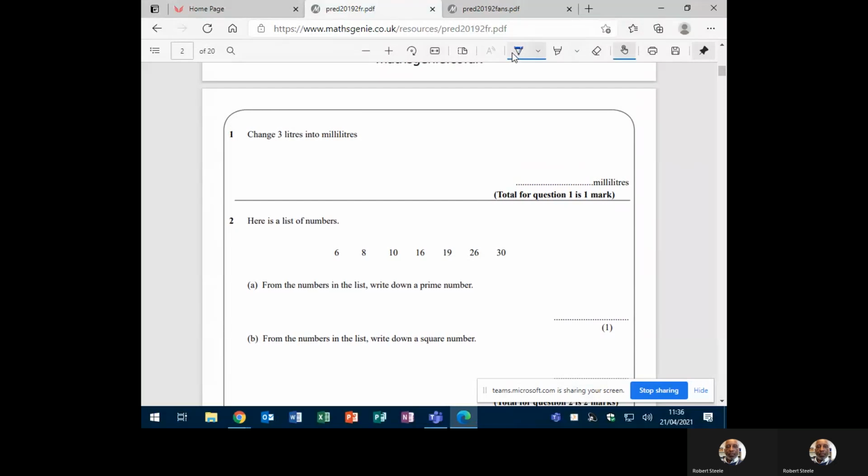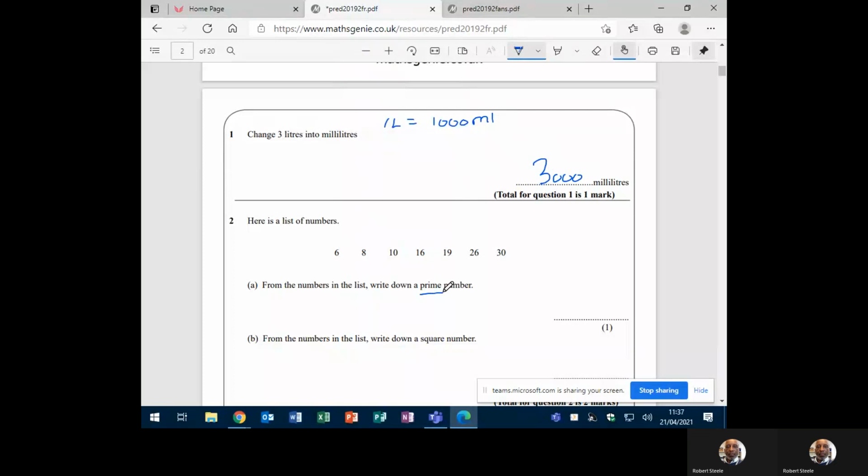Okay, we'll start with question 1. Recent papers quite often begin with a unit conversion question, so you need to be sure of your prefixes, your milli, centi, kilo, and you need to be able to work between them. So key bit of knowledge that you need here is that 1 litre equals 1,000 mil. You know that, then 3 litres will be 3 times as much. So 3,000 mil is your answer for the first question.